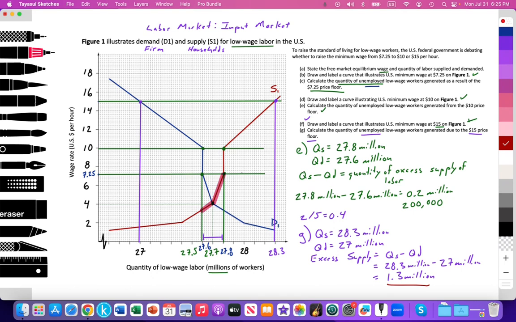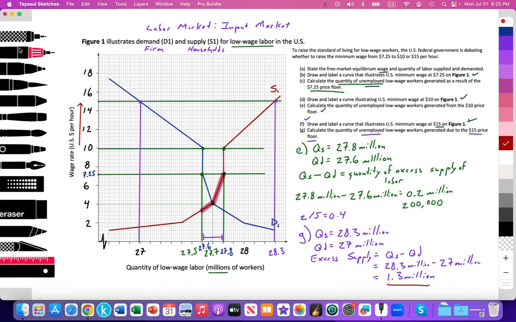So in theory, the dramatic increase of raising minimum wage from 10 to potentially $15 an hour really increases the level of unemployment by 1.3 million. So what does that look like?